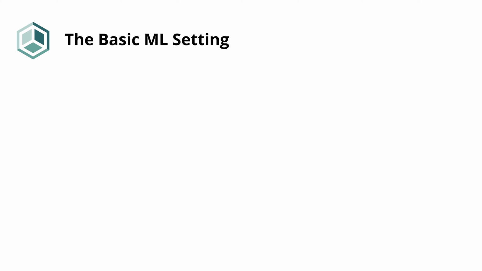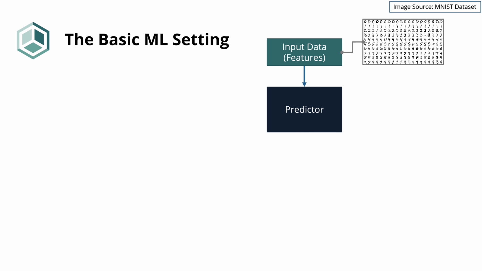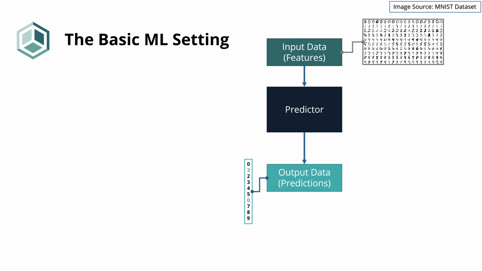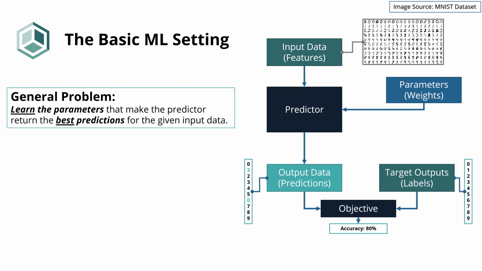To recap the things we covered in the previous video, we mentioned that machine learning is concerned with constructing a predictor, which takes input data, for example, images of handwritten digits, and produces output data, which we call predictions. An essential piece of information the predictor needs to function are its parameters or weights. In supervised learning, our training data comes with a set of correct labels, which we can compare to the model predictions and see how good it is at performing its task. For this, we use the objective, which, for example, can give us an accuracy score. The general problem is to find a predictor that will give us the best accuracy score, while the only thing we can change are the parameters.